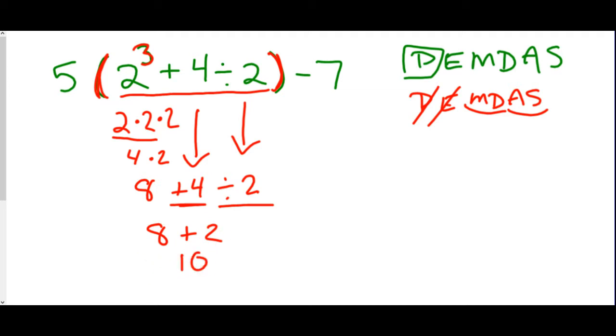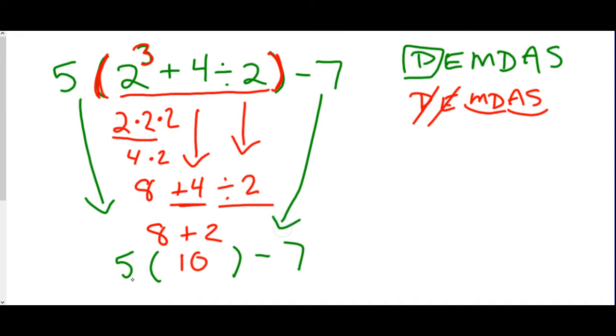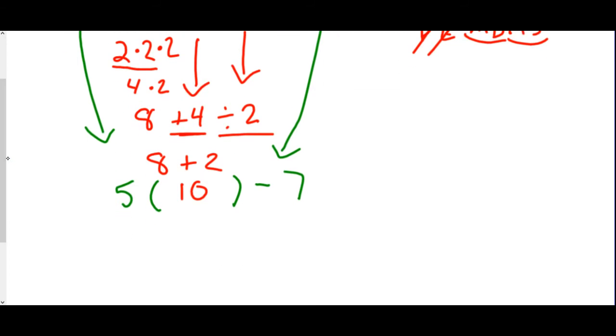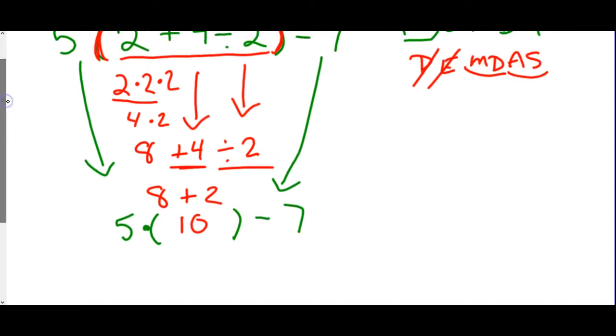That was just inside the parentheses. We still have this 5 out front and the minus 7 behind. Those are still part of this problem. We do still have parentheses in the problem, which is okay, as long as we've simplified to just one number inside the parentheses. When we use parentheses mathematically, that means multiply. So now between the 5 and the 10, we have a multiply sign. After that is a subtract sign.